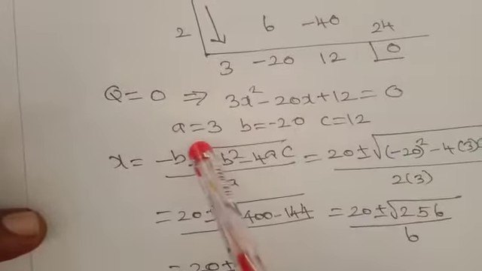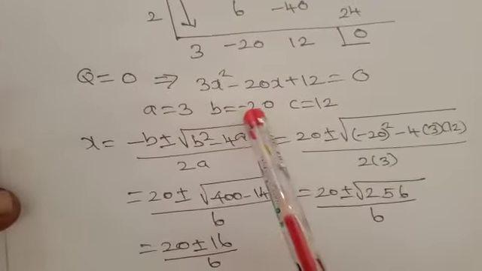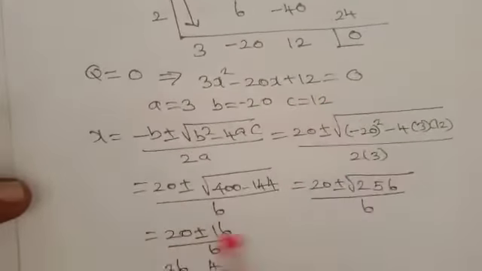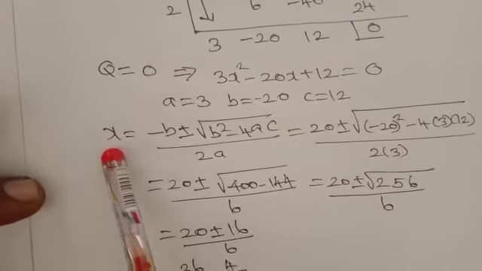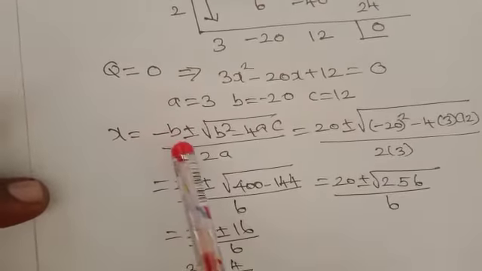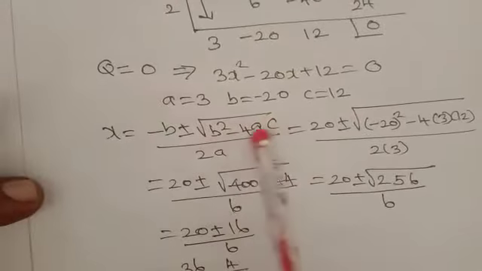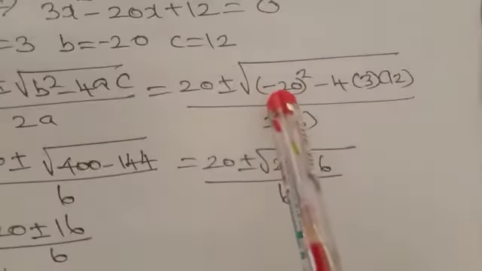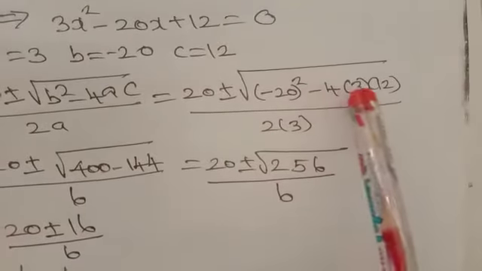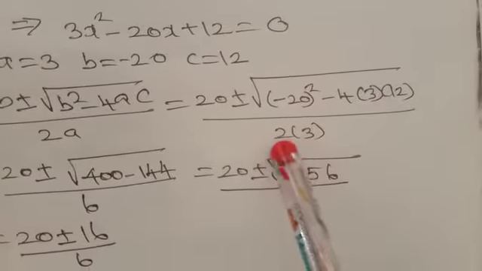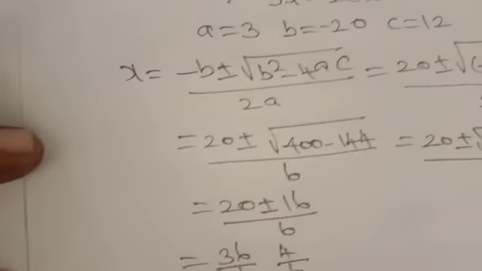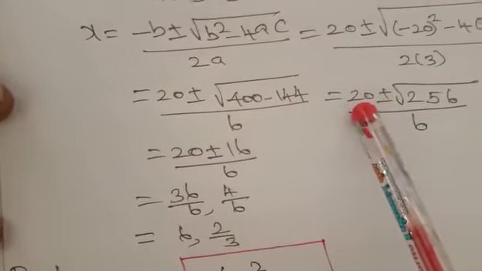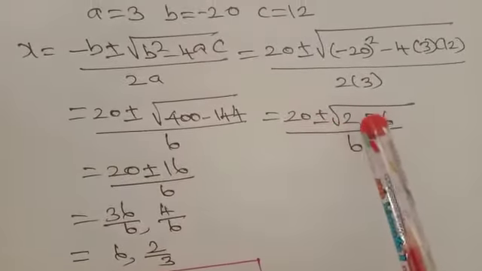So you apply the formula. A equal to 3, b equal to minus 20, c equal to 12. So your x will be, you apply the formula minus b plus or minus root of b square minus 4ac by 2a. So 20 plus or minus square root of minus 20 square minus 4 into 3 into 12 by 2 into 3. So what you are getting finally is 20 plus or minus root 256 by 6.